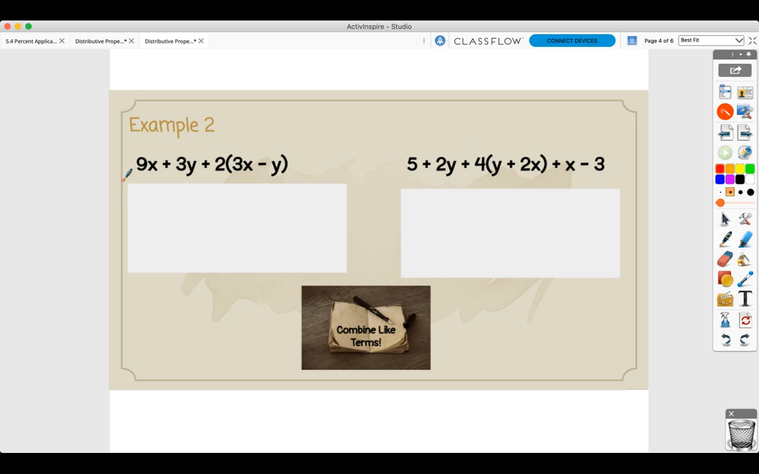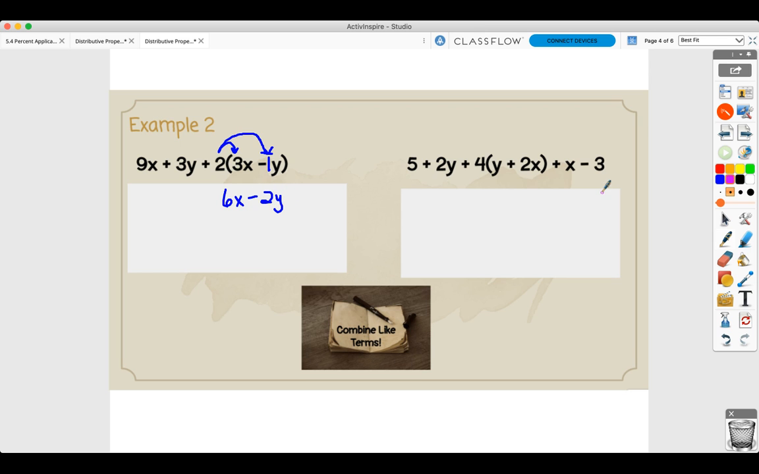So now you see things are rearranged a little bit differently. As always, with order of operations, you're doing multiplying first. And because, once again, distributive property is multiplying, you're going to multiply that 2 to the 3x and then negative 1y. So you're going to do 2 times 3x is 6x. 2 times negative 1y, let me rewrite that one. Negative 1y is negative 2y.